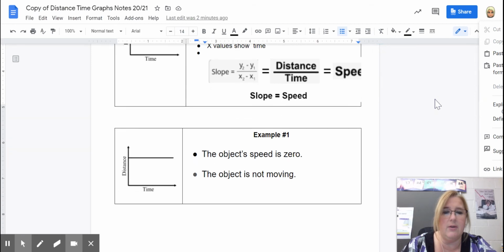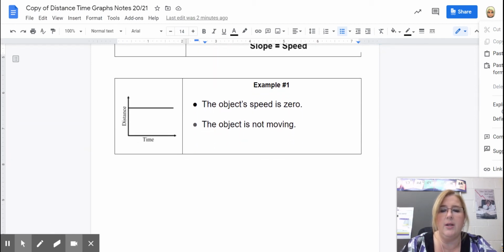Let's see if I can get this to go down here. So let's look at example 1. We have a line, but it's going straight horizontally across. So your distance is staying the same as time goes on. If your distance is not changing, that means you're staying in one place. So the object's speed here is 0 because the object isn't moving. It's staying at the same distance as time's going on.